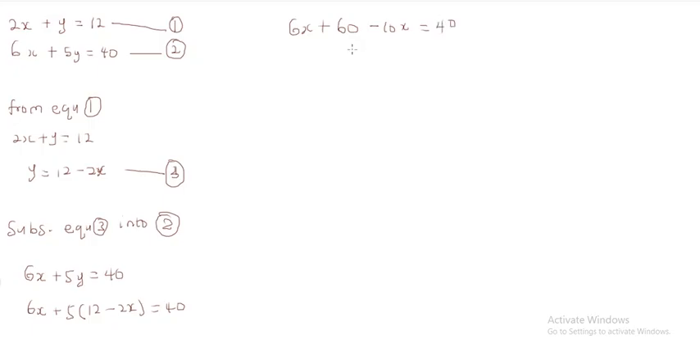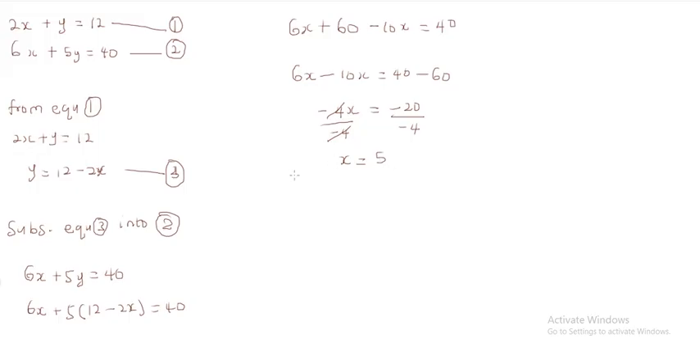From here, I can collect like terms. So I'll be moving this constant term to the other side. This is 6x, and my other x term is minus 10x. Moving 60 to the other side, it is minus 60. 6x minus 10x is minus 4x is equal to 40 minus 60 is minus 20. From here, I can divide both sides by minus 4. Minus 4 divided by minus 4, the minuses cancel out each other. So this is x is equal to minus 20 divided by minus 4, which is 5.